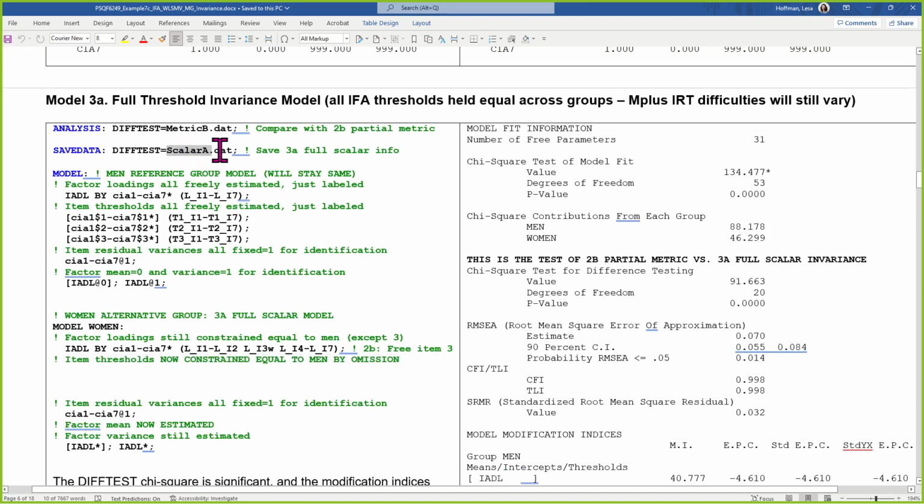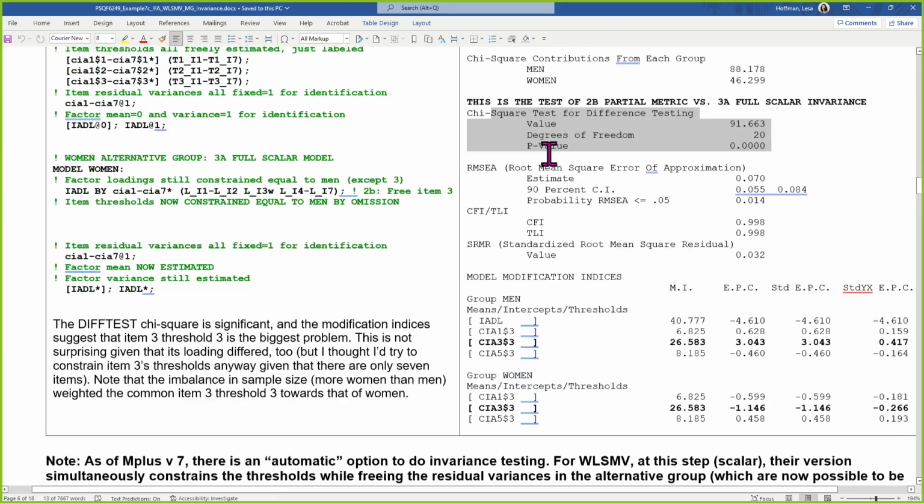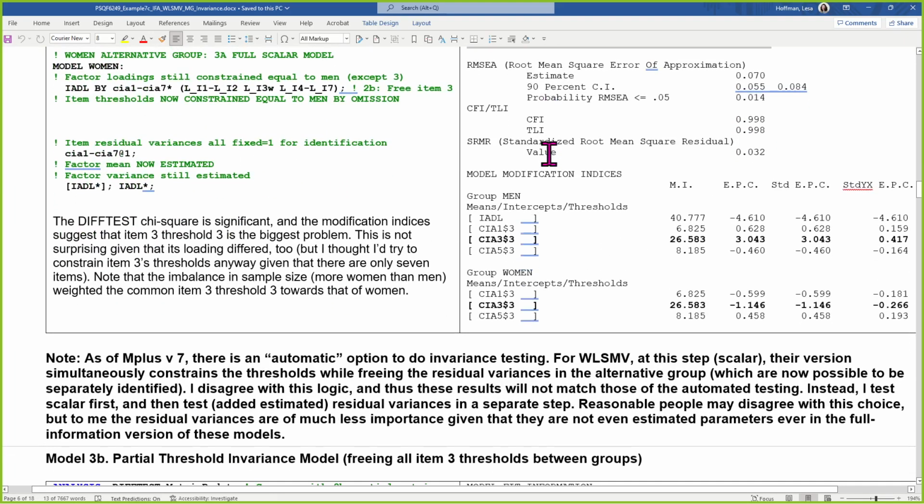So I'm comparing this scalar A against my prior metric B. Way significant, so I'd go through the process of trying to figure out why. In this case, the modification indices, the ones that I want to focus on, are going to be related to the thresholds that I just constrained. And sure enough, threshold 3 of item 3 wants to be different between the groups. So that was the last submodel for the cooking item.